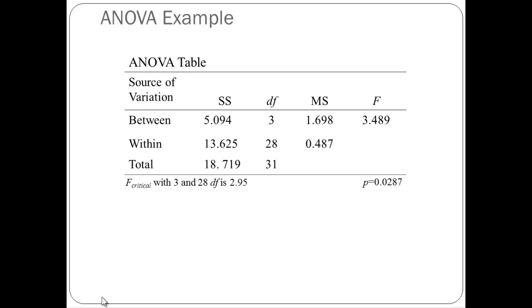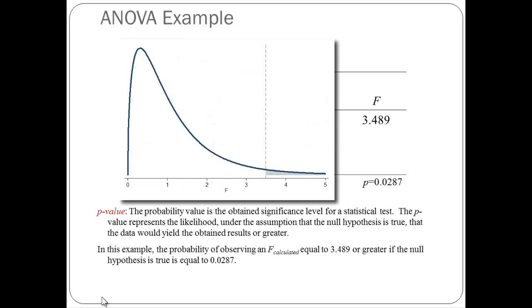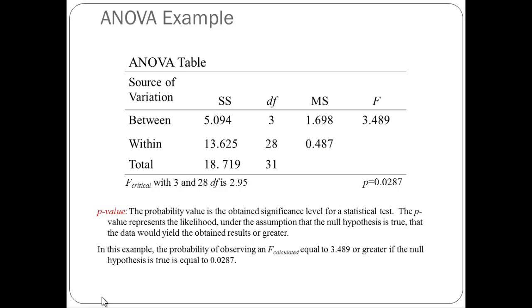I've also provided the p-value, which you'll remember is the area under the F distribution that exceeds an F statistic of 3.489 with 3 and 28 degrees of freedom. This tells me that if I wanted to just use alpha 0.05, I could compare my alpha value, 0.05, to my p-value, 0.0287. And if my p-value is less than my alpha value, I reject the null hypothesis.